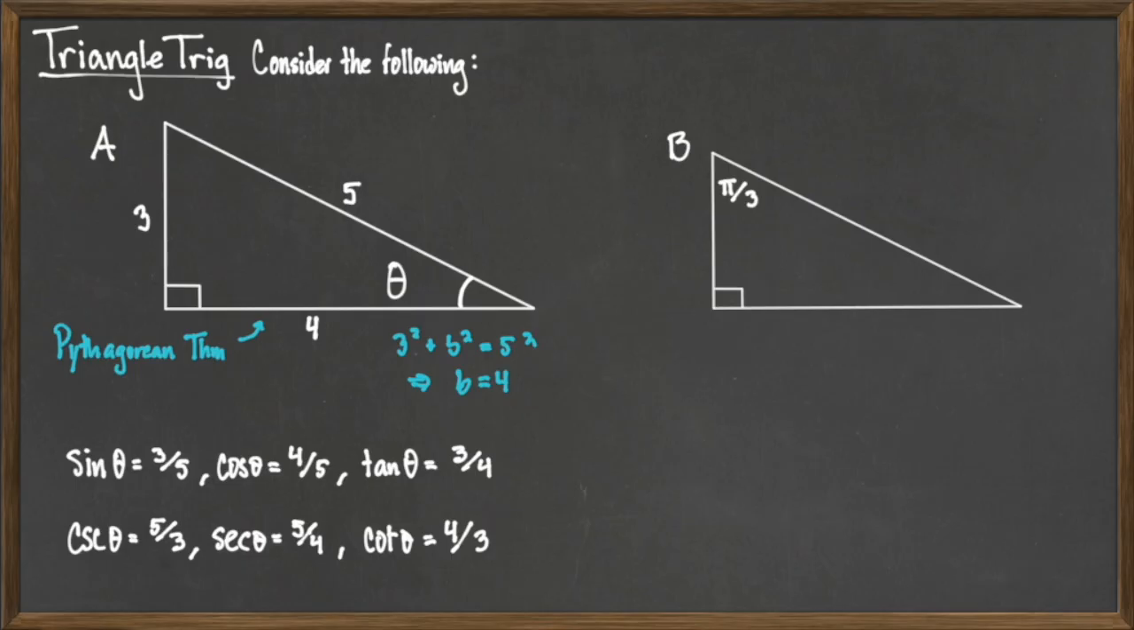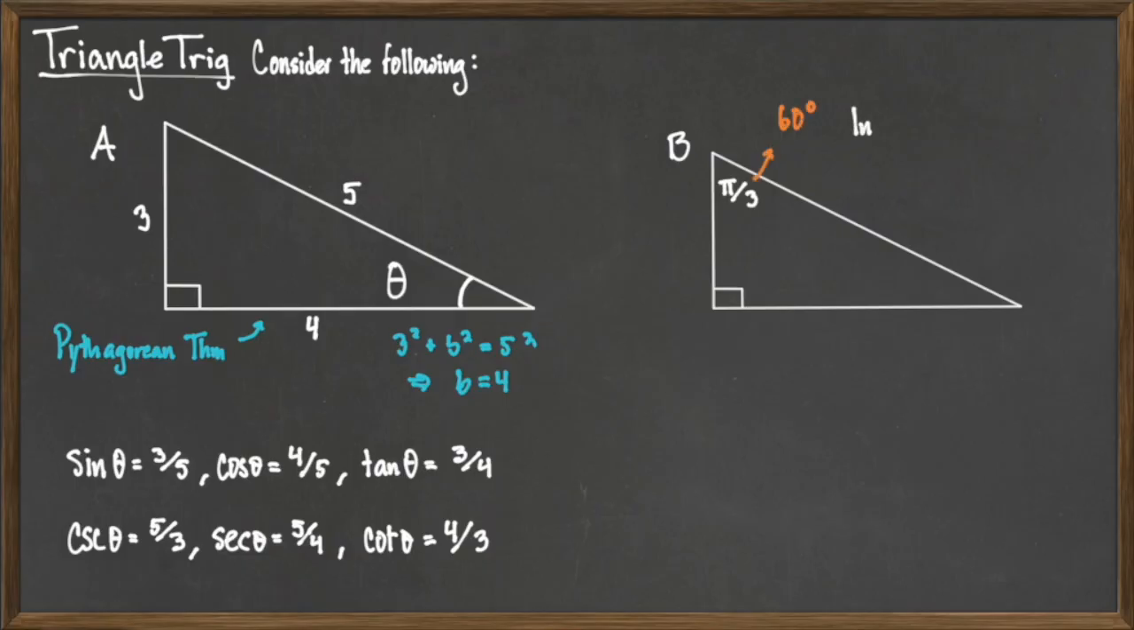Sine of theta is equal to 3 over 5, cosine is 4 over 5, tangent is 3 over 4. And then our reciprocal identities come as follows. Cosecant of theta is 5 over 3, secant of theta is 5 over 4, and cotangent of theta is 4 divided by 3.